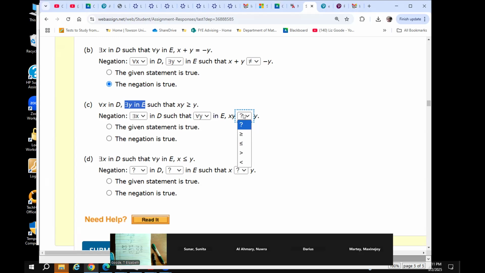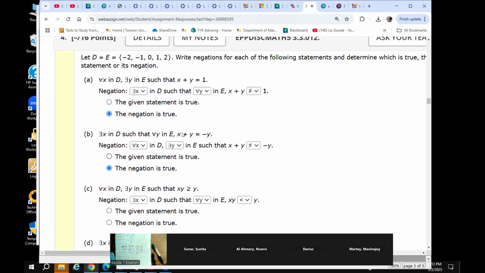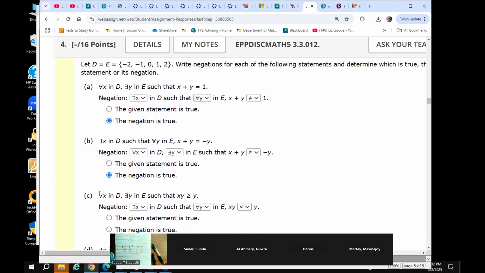We want to negate greater than or equal to. It's less than. Good. So either we have to check for every x, we have to find a y such that x times y is bigger than y.